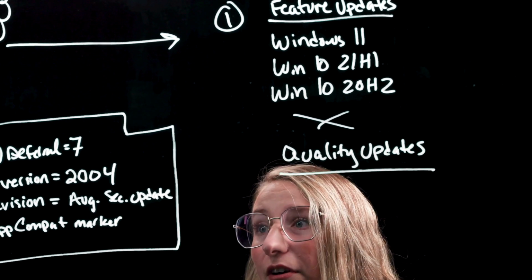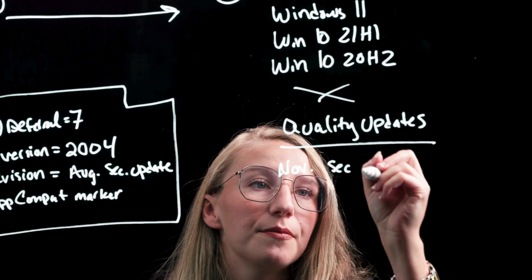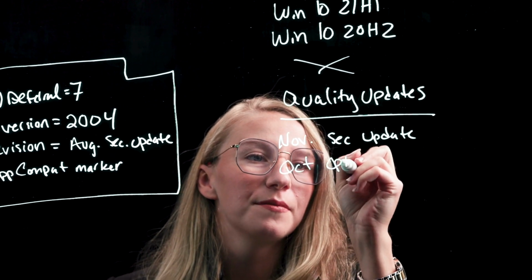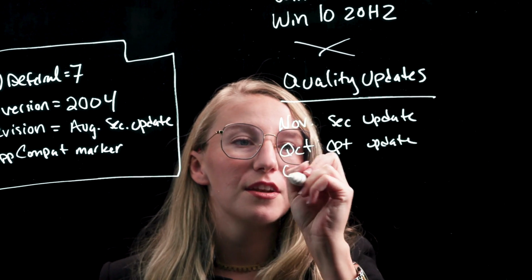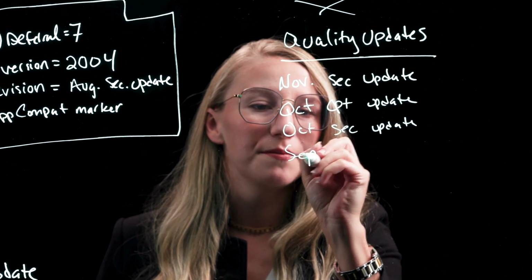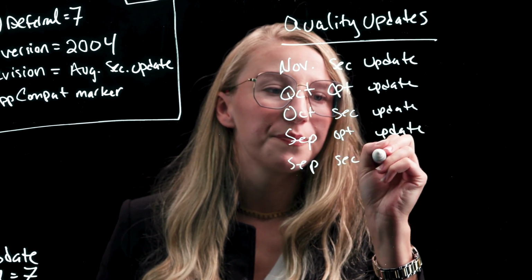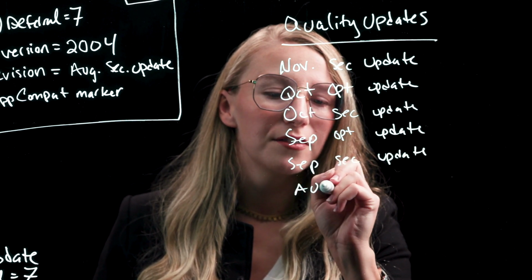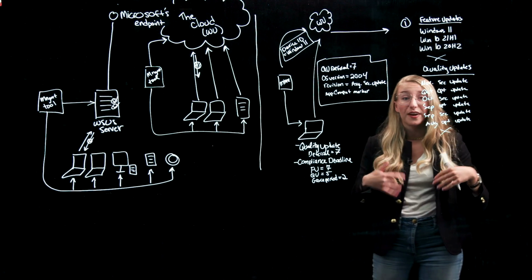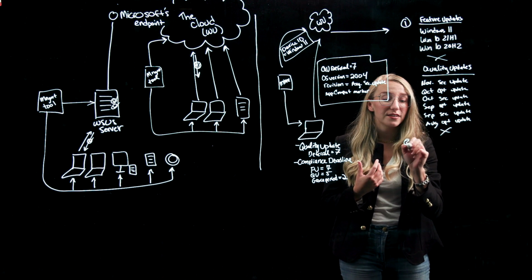Now, the quality updates available are going to be, in this case, the November security update, which was released a few days ago. There's going to be the October optional update. There's going to be the October security update, the September optional update, and there's going to be the September security update. So all of these updates are going to be available to the device based on the fact that they're all newer than what the device currently has. Now, step 2, it's going to say, okay, is this a WUfB device? Is this using WUfB?